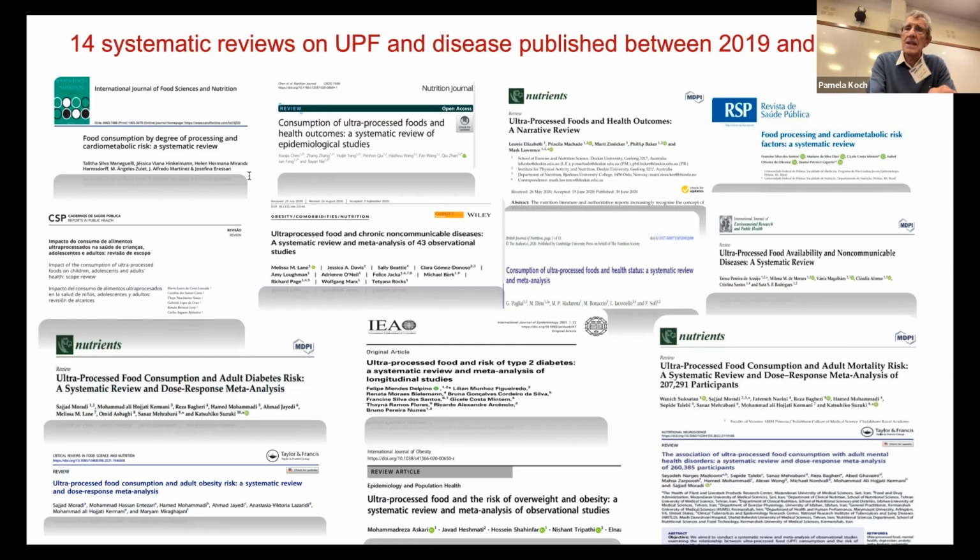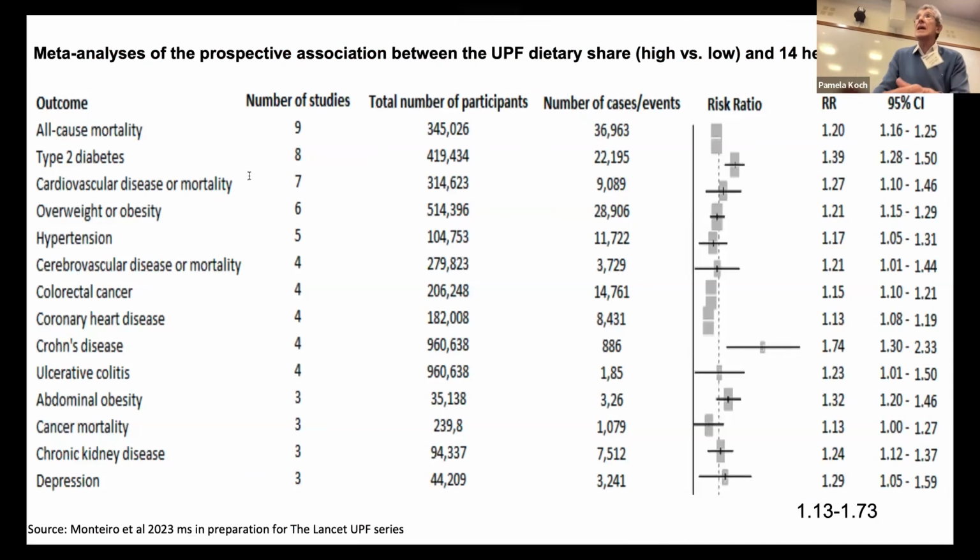Between 2019 and 2022, there were 14 systematic reviews on UPF. I lost count because now it's about 20. So I decided not to monitor more because almost every month we have a different systematic review. But what I will show to you today is data that nobody saw before because we are doing this for a paper for the Lancet.